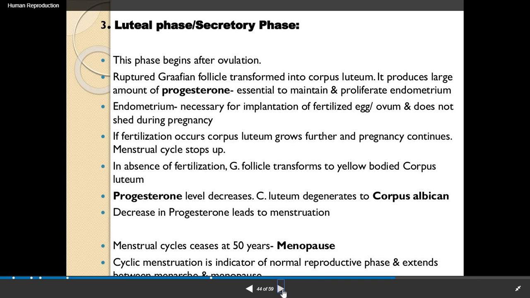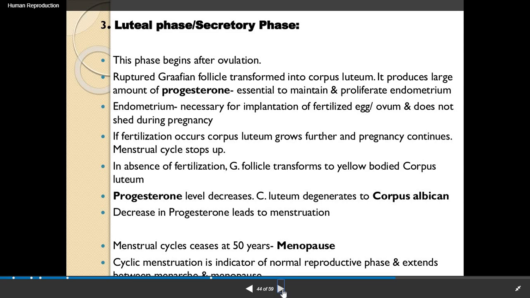Third phase is known as the luteal phase, also known as the secretory phase. This phase begins after the ovulation period. The ruptured Graafian follicle is transformed into the corpus luteum. It produces a large amount of the hormone progesterone, which is essential to maintain and proliferate the endometrium. Now, why is this endometrium necessary? It is necessary for implantation of the fertilized egg and does not shed during pregnancy.